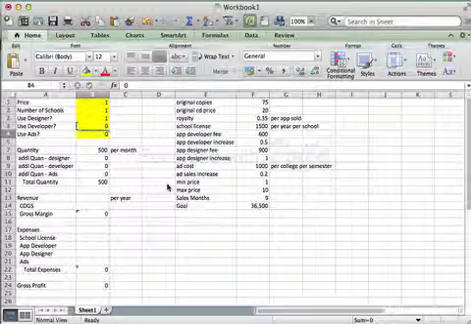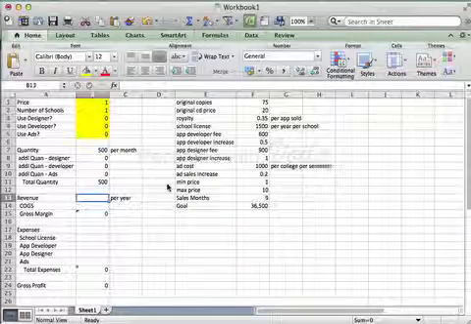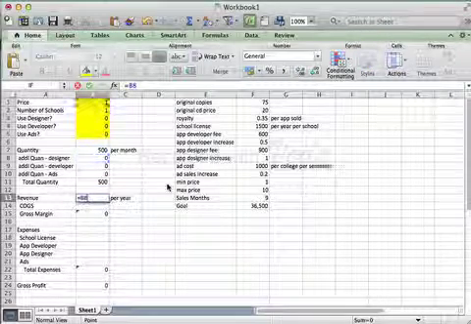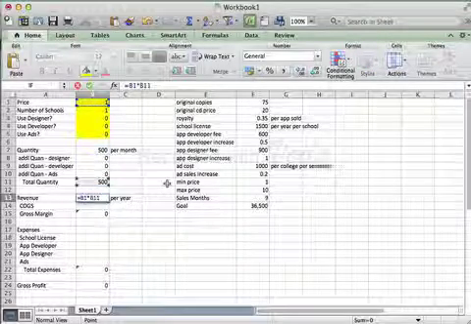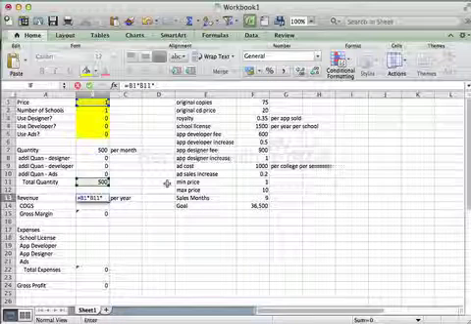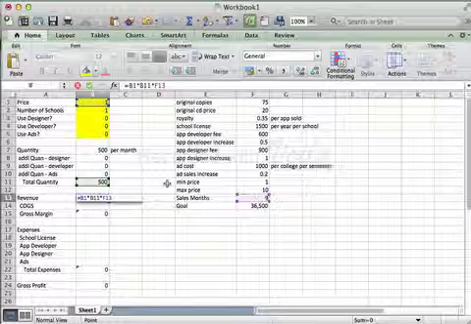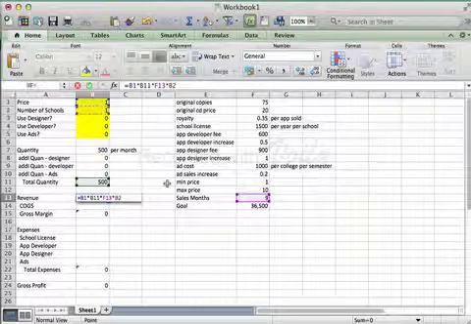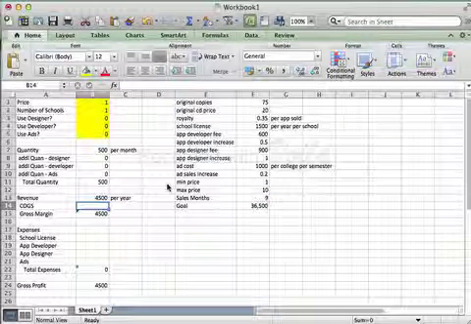Now, revenue is going to be equal to, as it always is, price times quantity, but this is times sales months, and also times the number of schools. Okay, so it's 4,500 a year.